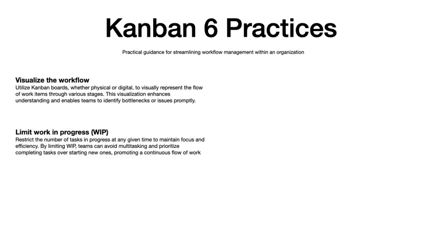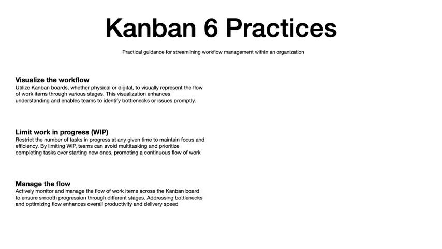Next, limit work in progress. Control the number of tasks being worked on simultaneously to maintain focus and efficiency. By limiting WIP, teams prioritize completing tasks over starting new ones, ensuring a smooth flow of work. Next, manage the flow. Monitor and manage the movement of work items across the Kanban board to ensure smooth progression. Addressing bottlenecks and optimizing flow improves overall productivity and delivery speed.